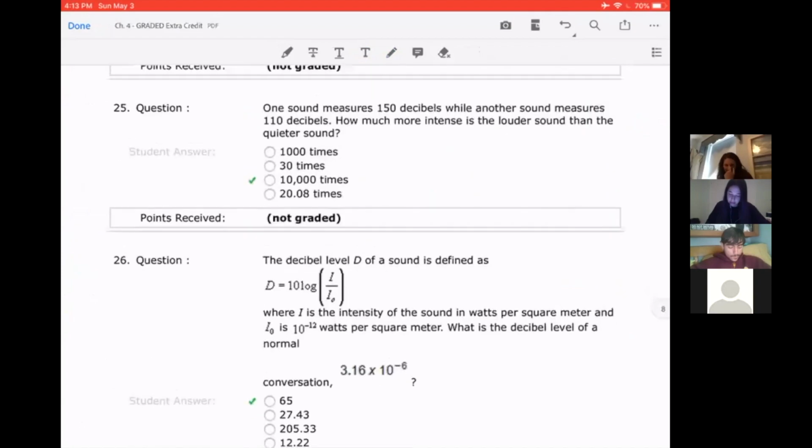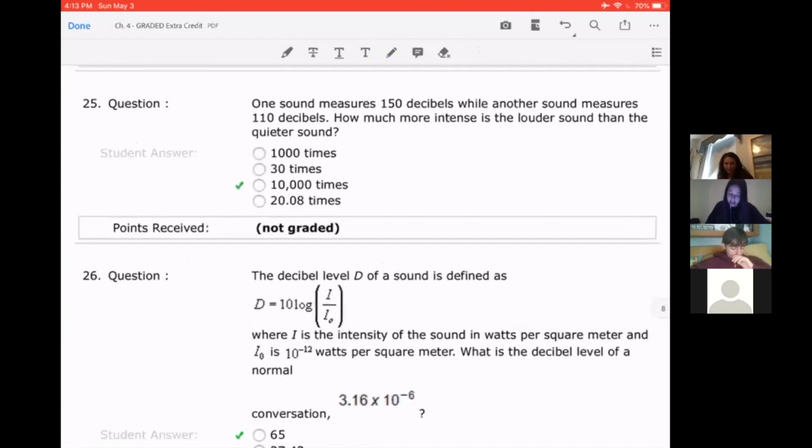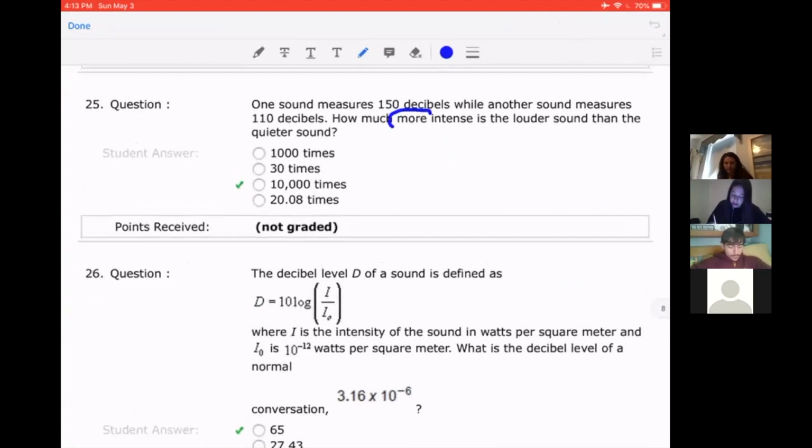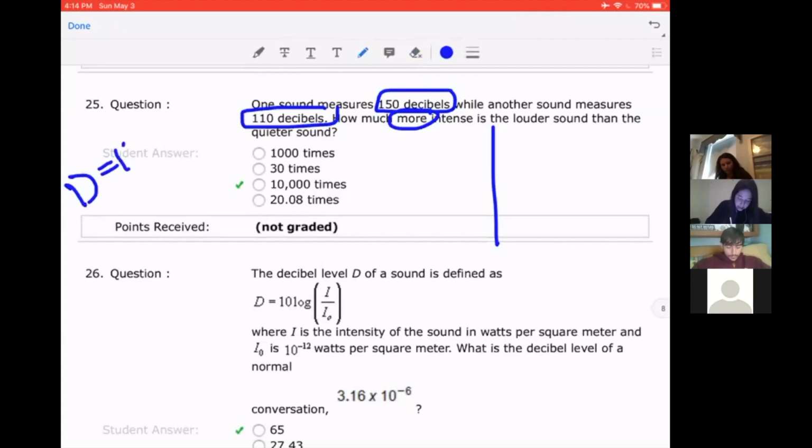And we're right here. All right, so for our decibels, and again, this one has to do with the comparison. So that's what's going to get you there. One sound measures 150 decibels, the other sound is 110. How much more intense is the louder sound than the quieter sound? So our decibel scale, again, we're going to have to set up 2. Okay, Kara? So I'm going to be using, and I'll put the formula over here so we have more space, D equals 10 times log of I over I sub 0.